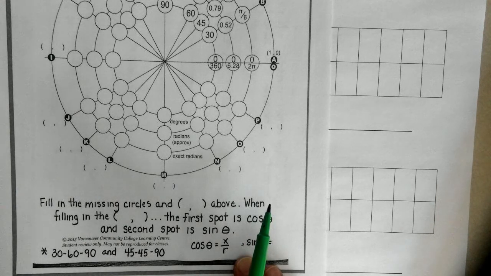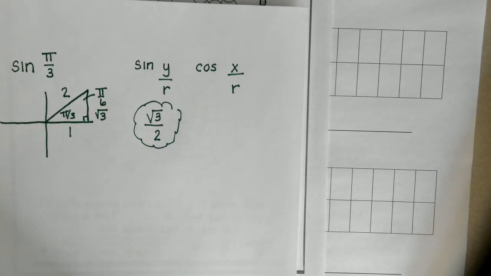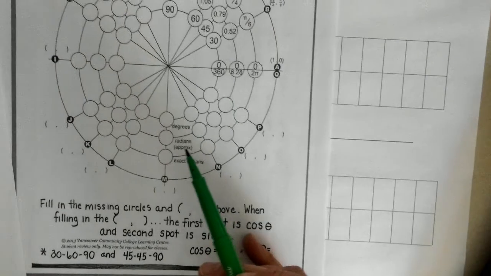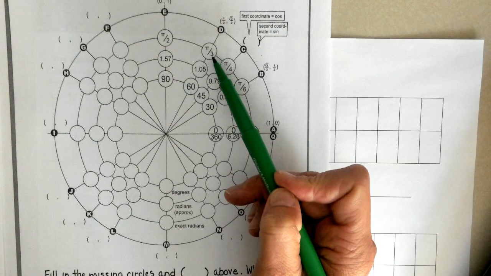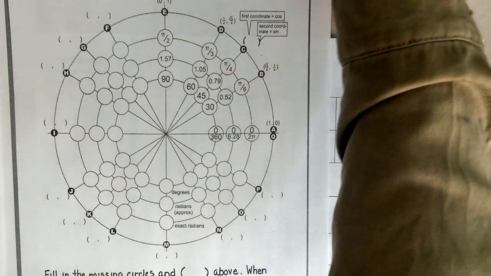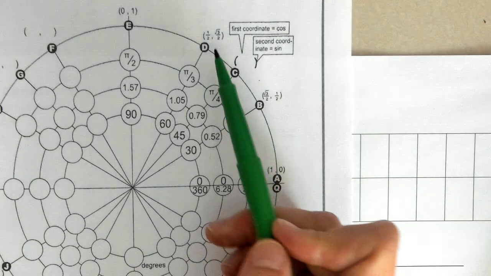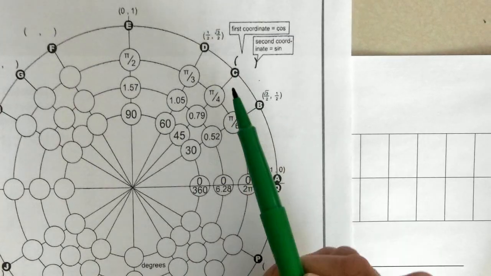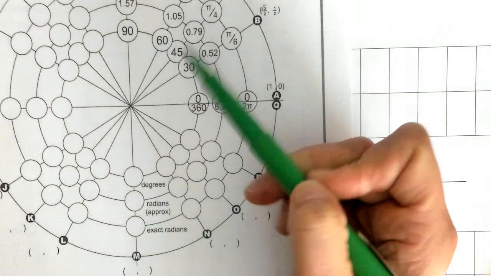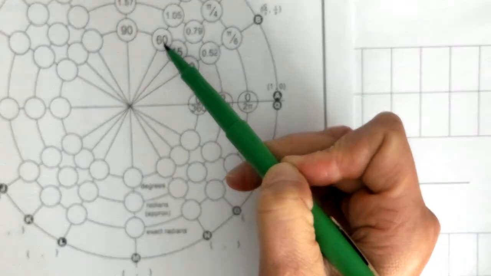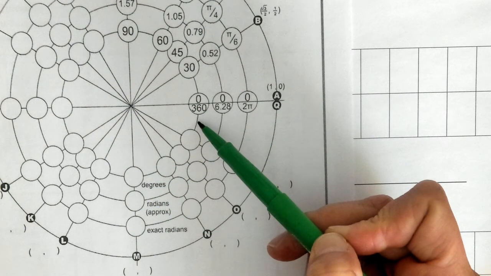So let's go back to this one. Pi over 3. I got the sine of that. So pi over 3 is right here on my unit circle. Sine is y. So I should have root 3 over 2. Perfect. Now, when you're going around your unit circle, 30, 45, 60, 90. And then you would continue this with the degrees.